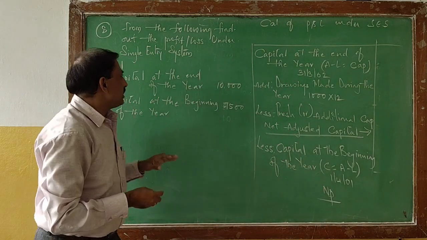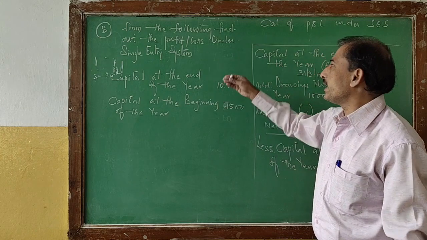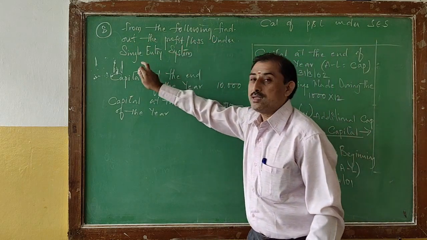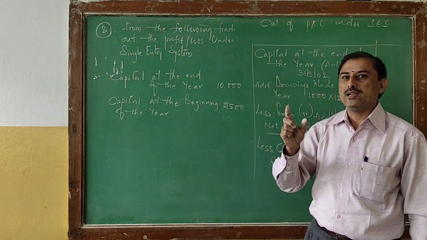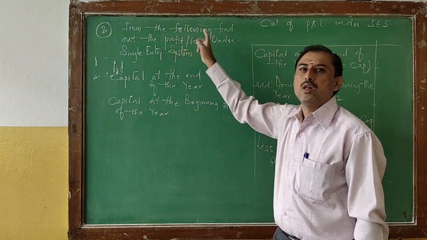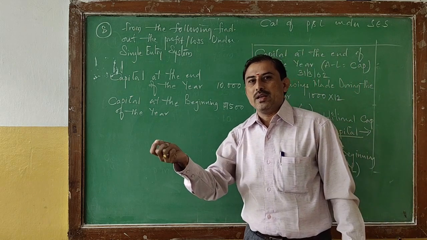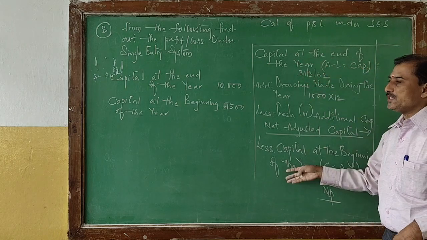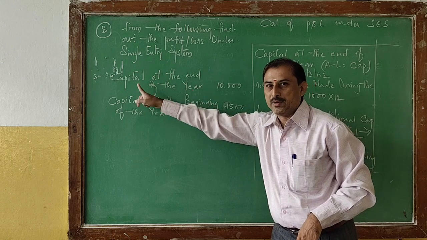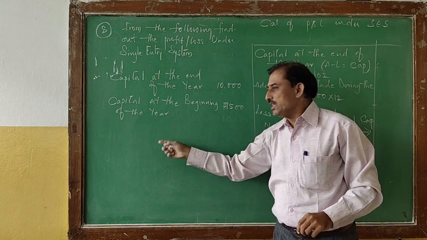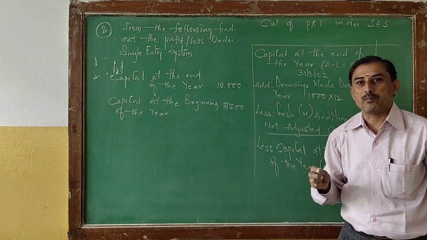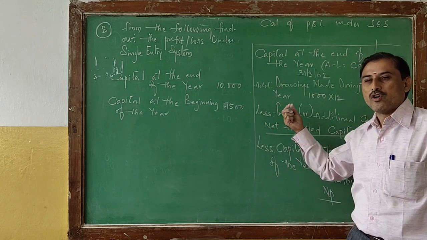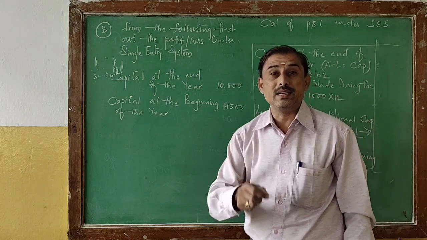Right, girls? Now see this problem and try to understand what is given and what they are asking. From the following, find out the profit or loss under single entry system. They have very clearly said to find out either the profit or loss. They have not asked you to find any missing information. But in our pro forma we have 4 items, and the information is given only for 2 items, capital at the end and capital at the beginning. With these 2 items only, they are asking you to find the profit or loss made by the business. That means any other item in our pro forma will be considered nil or zero.